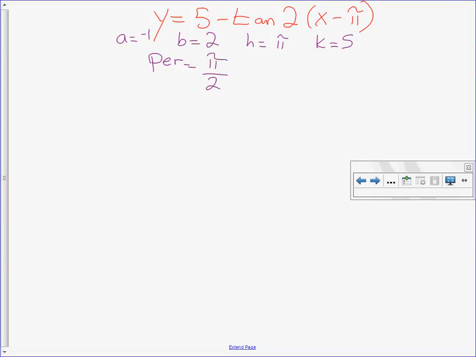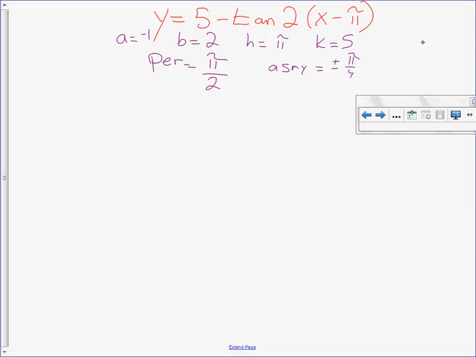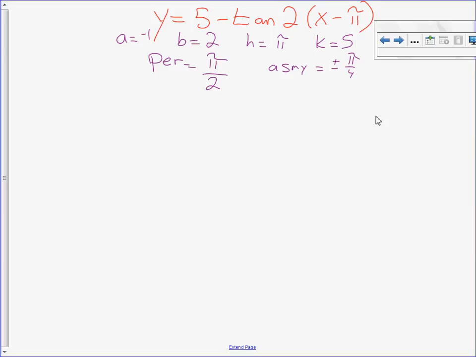We agree that your period is going to be pi over 2. Where are your asymptotes for the original? Very good. Your original asymptotes will be at plus or minus pi over 4. Asymptotes are always going to be at half the period, plus or minus, because the original graph for tangent always goes through the origin.